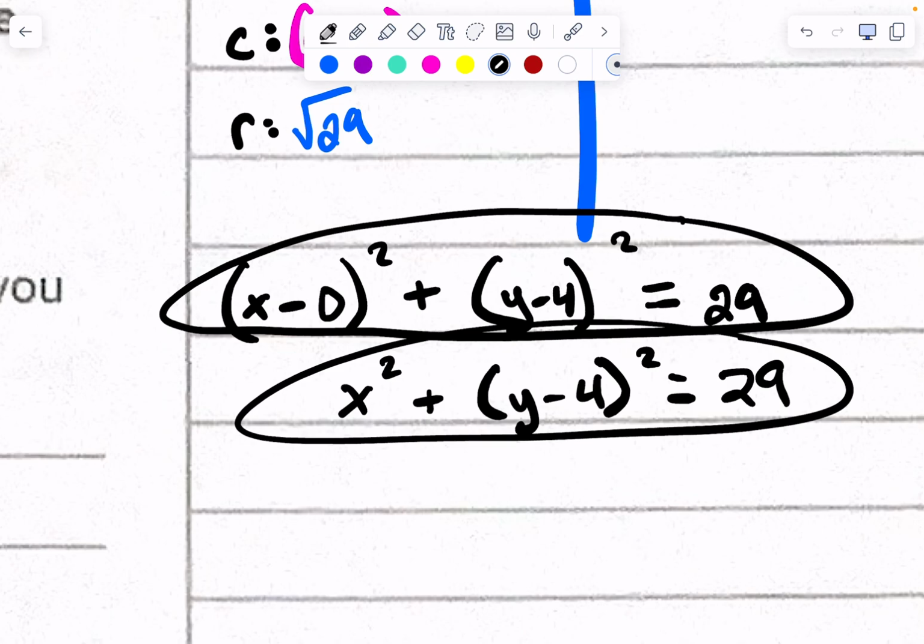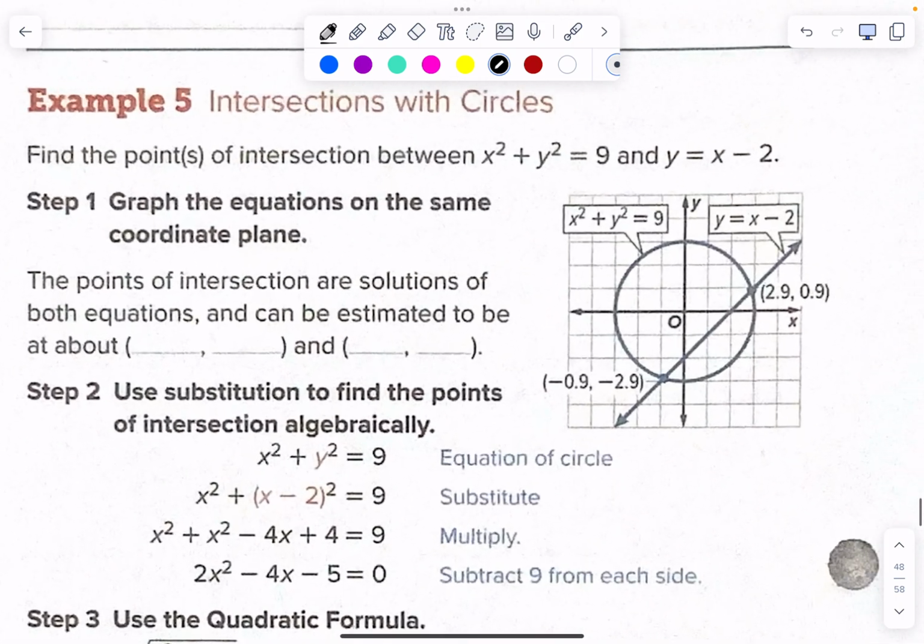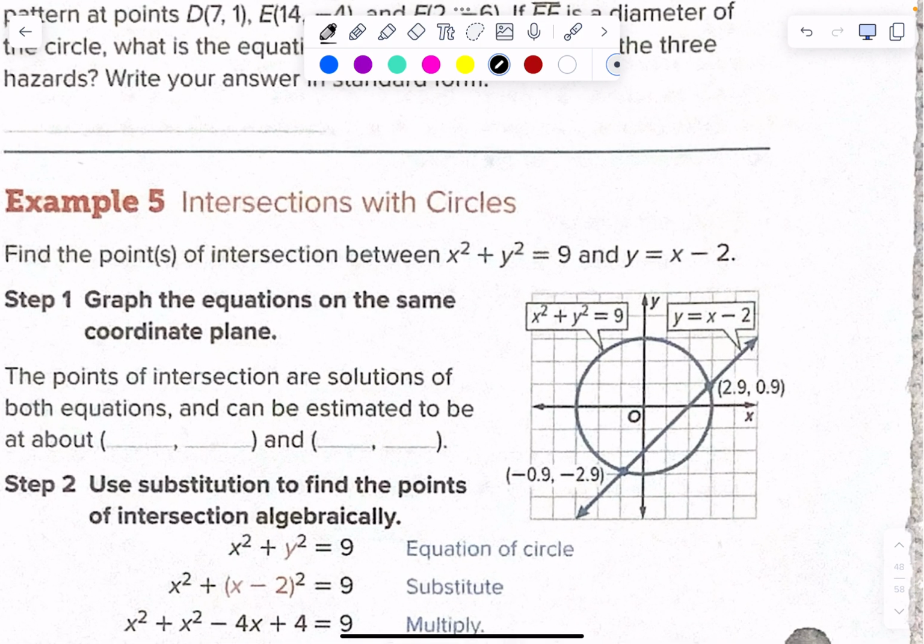Okay, we've got one more problem, and it is example 5, which is at the top of the next page. This is a doozy. Are you ready? Here we go.